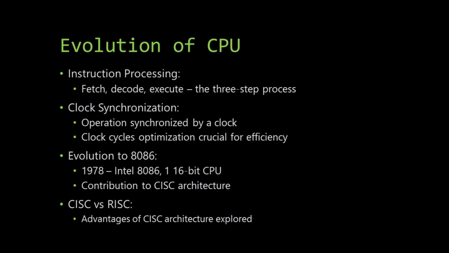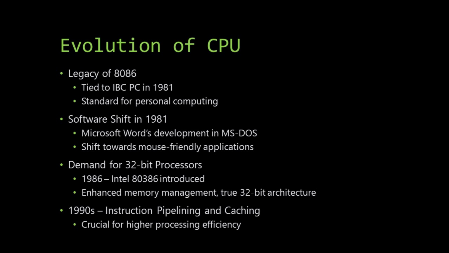The series explores the evolution from the Intel 4004 to the Intel 8086 in 1978, a 16-bit CPU contributing to complex instruction set computer or CISC architecture. It delves into CISC versus reduced instruction set computer or RISC architectures, highlighting the advantages of CISC. The 8086 success is tied to the IBM PC in 1981, solidifying the 8086 legacy as the standard for personal computing. Microsoft Word's development in 1981, initially on MS-DOS, marked a shift towards mouse-friendly application.